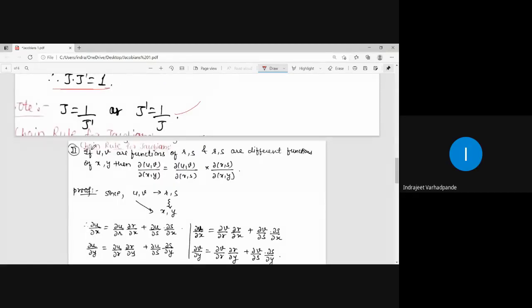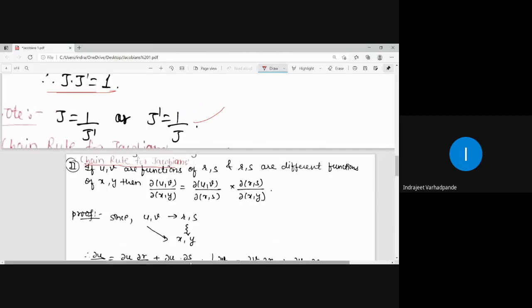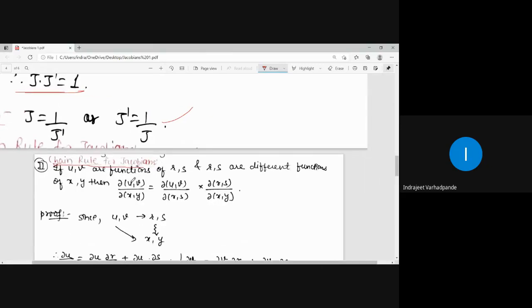Second property is the chain rule of Jacobian. Chain rule for Jacobian. What is that chain rule? If u, v are functions of r, s, which are different functions of x, y, then del uv upon del xy is this. This is the chain rule for Jacobian.